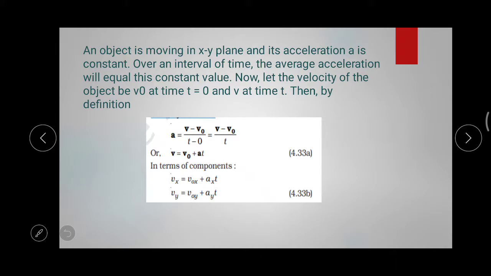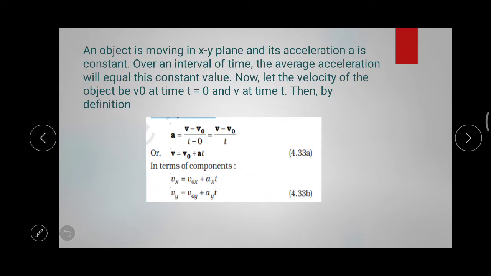Now come to the kinematic equations of a motion in a plane, a 2-dimensional or 3-dimensional motion. For our convenience we are considering the 2-dimensional motion only. The z component we are not considering, only the x and y components in this section. Here the object is moving in the xy plane, and the acceleration value is constant. For constant acceleration only we are going to derive the kinematic equations.